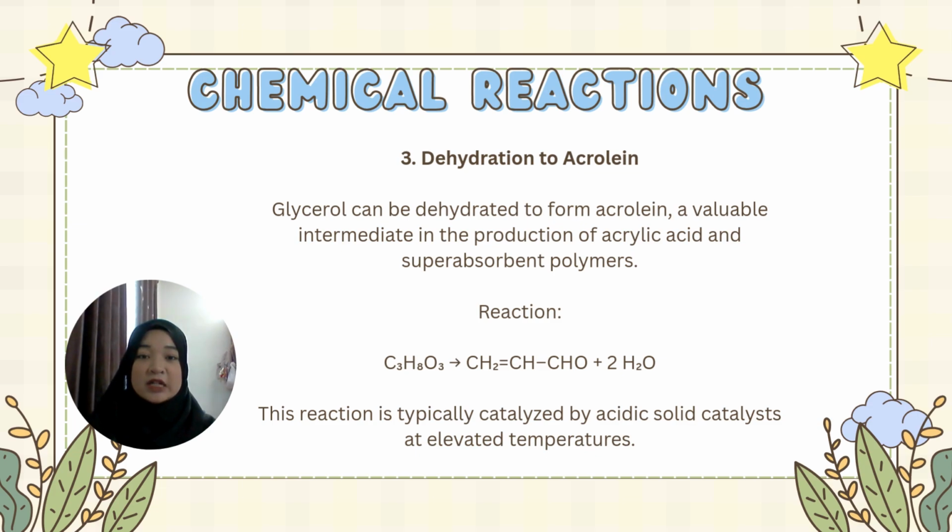So for chemical reaction number 3, which is dehydration to acrolein, glycerol can also go through a dehydration reaction to form acrolein. In this process, 2 water molecules are removed from glycerol, producing acrolein, which is a chemical used to make acrylic acid and superabsorbent polymers like those in diapers. This reaction needs an acidic solid catalyst and high temperature to work properly. It's a great way to turn waste glycerol into something useful in the chemical industry.